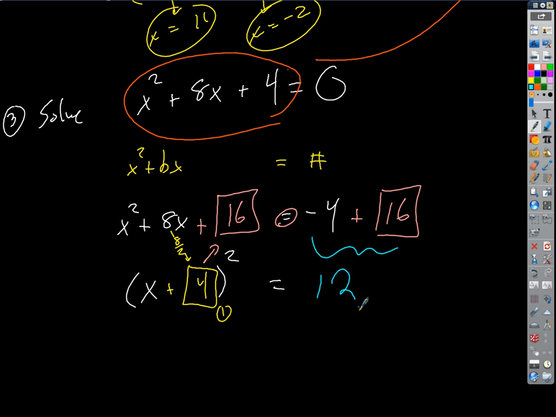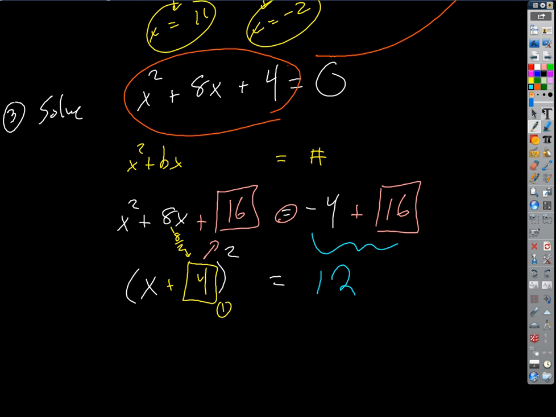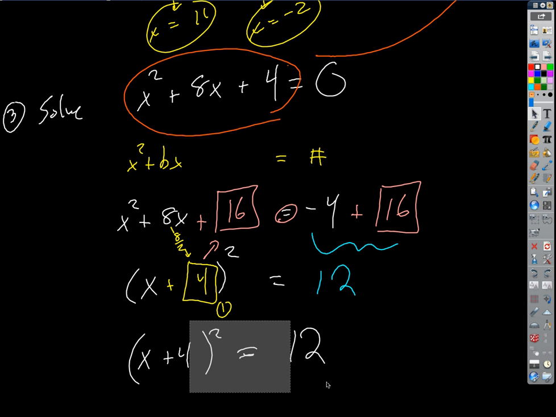So let me rewrite that. It looks kind of messy. So really, where we are right now, this is simple. We've just got (x plus 4) quantity squared equals 12, right? So what are the two things? Square root first, good, and then subtract 4. Exactly, right? So this is no big deal.